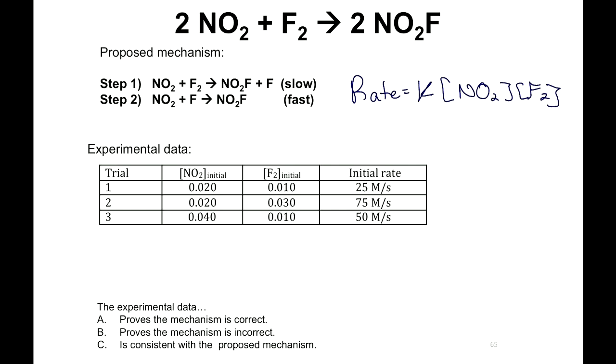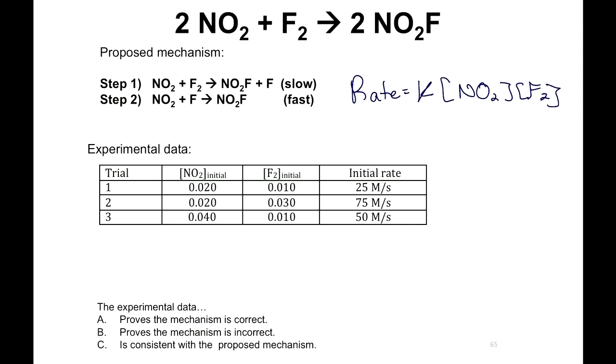The analogy I like to make with the slow step: if I had to make bikes, if that was my reaction, let's say the second step was just slapping a bow on a finished bike, and my first step is building the bike. What's going to determine the overall rate of bikes produced? It's the first step, because slapping the bow on it is not going to change anything about that first step.